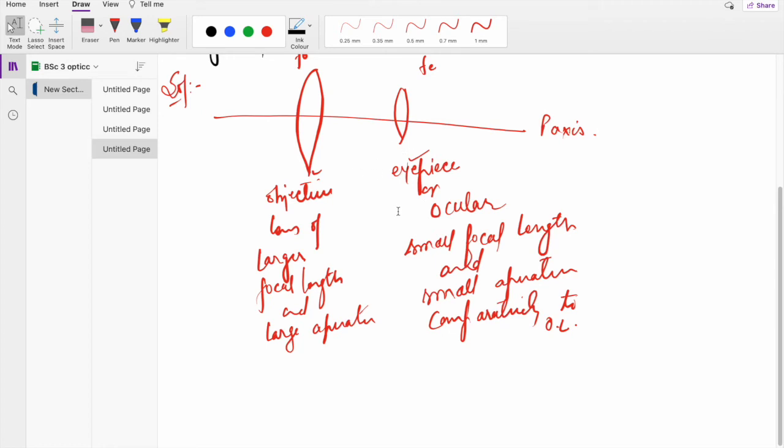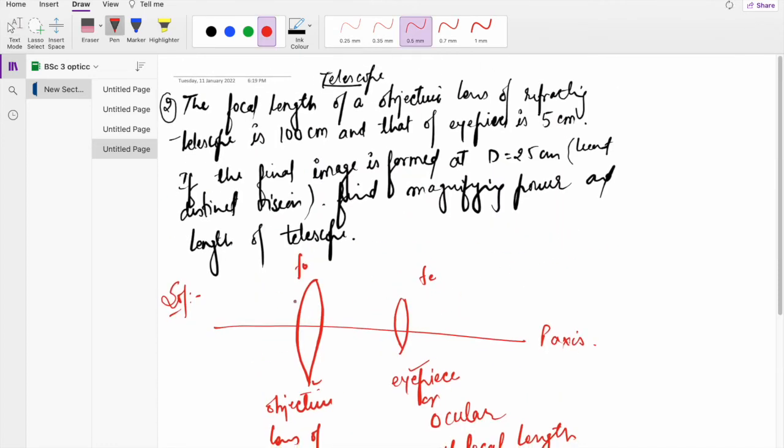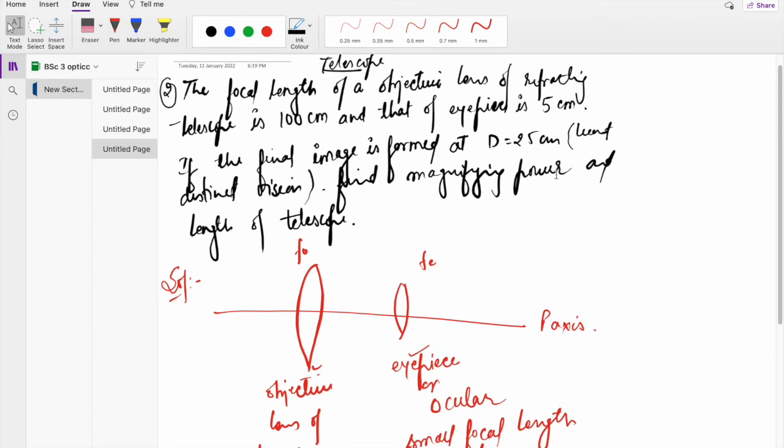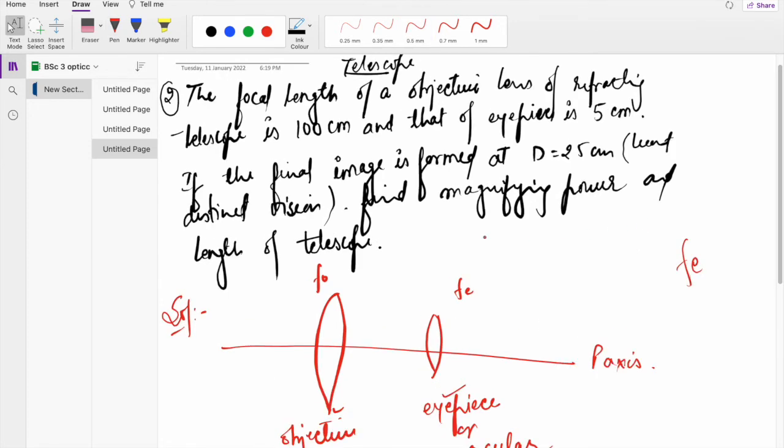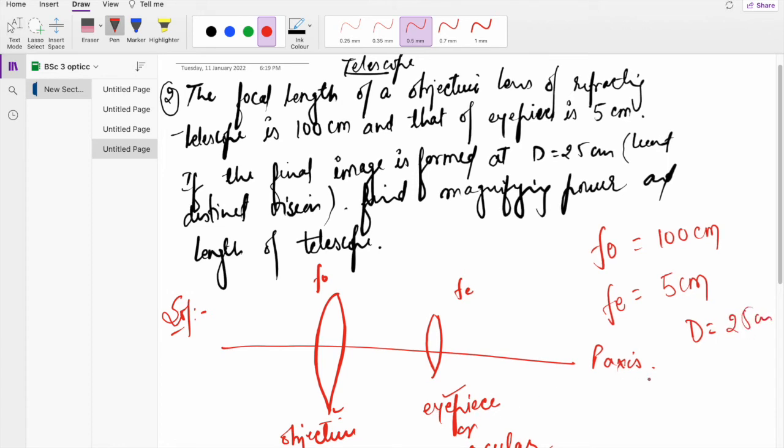So the eyepiece, or ocular, will have a small focal length compared to the objective lens. Suppose we are given the focal length of the objective lens as 100 centimeter, and the focal length of the eyepiece as 5 centimeter. The final image is at a distance D, which means 25 centimeter. We have to calculate the magnifying power and the length of the telescope, denoted by L.